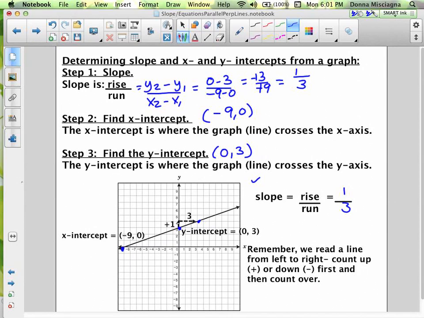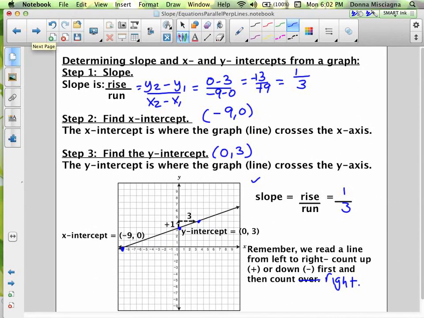Okay? Just remember, we read a line from left to right. Count up or down first, and then count over. If you count up, it's positive. And when I say over, I'm going to be more specific, and then count right. All right, so if you count up, then it's positive. If you have to count down, then it's negative. But go left to right.